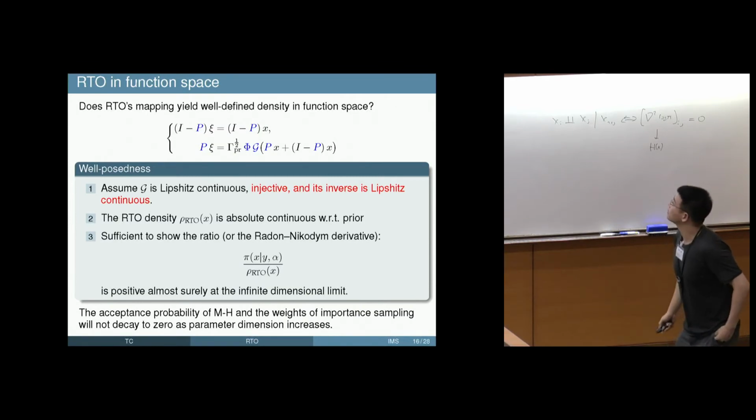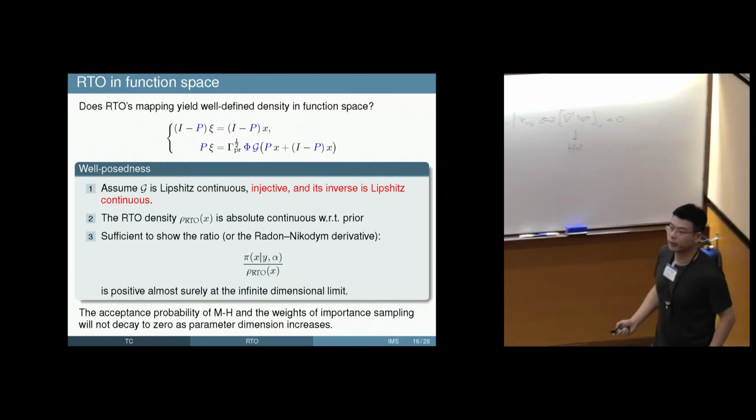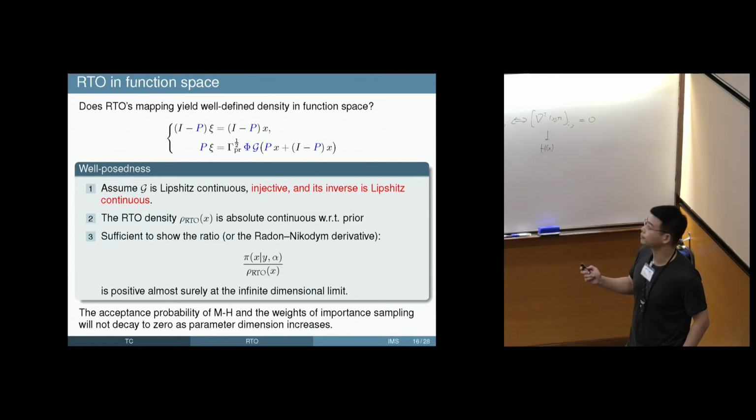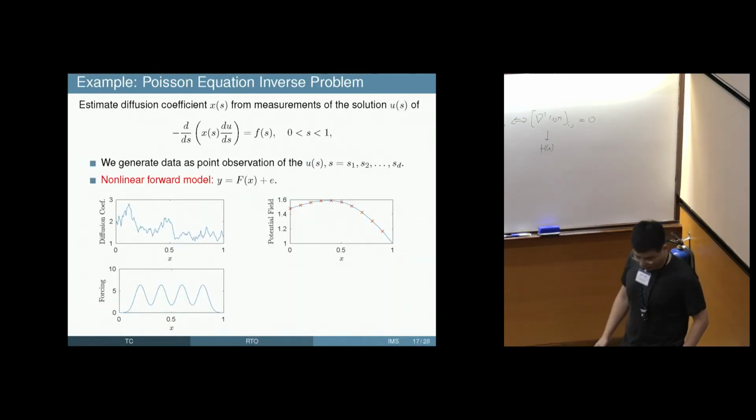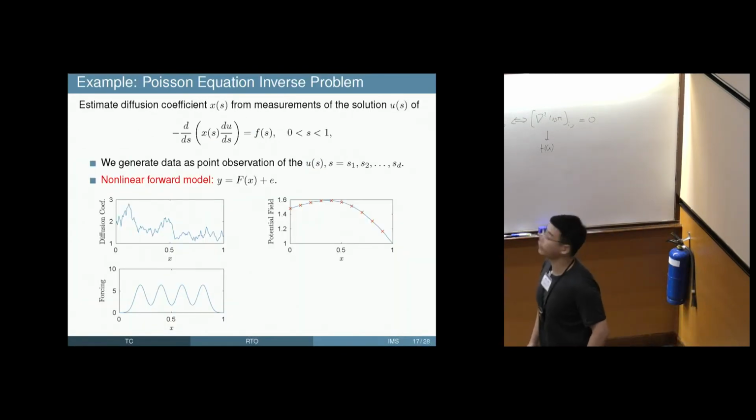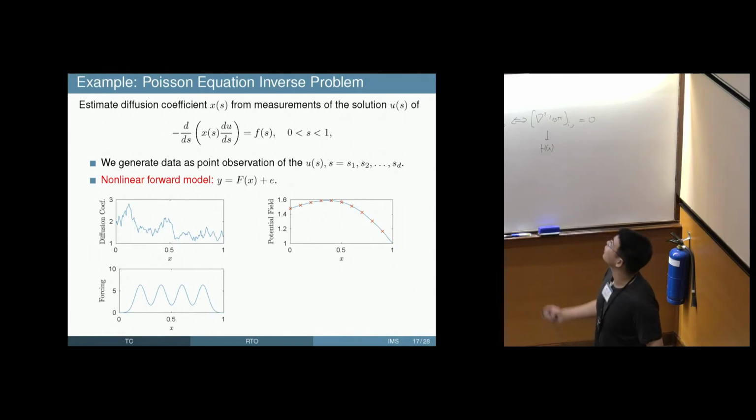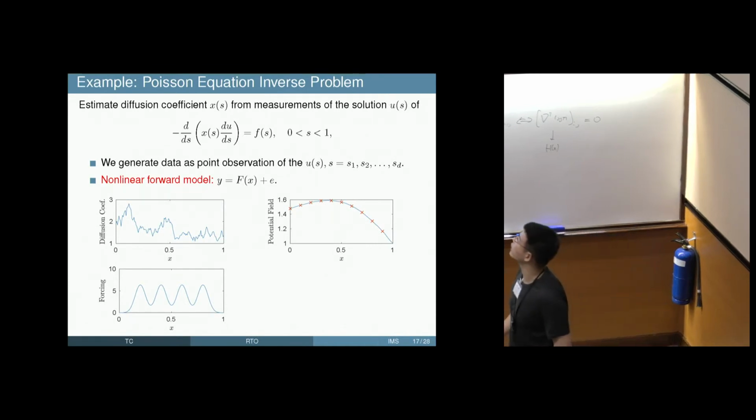Okay. So now let's look at some numerical examples to verify this. Here we are looking at a very simple PDE model, assuming Poisson's equation. The parameter of interest is the permeability field x. We collect some observations of the potential U at some spatial locations. All the data here is synthetic.